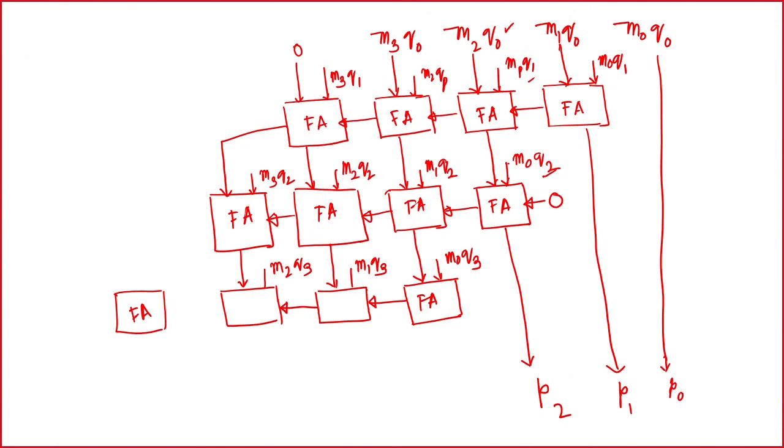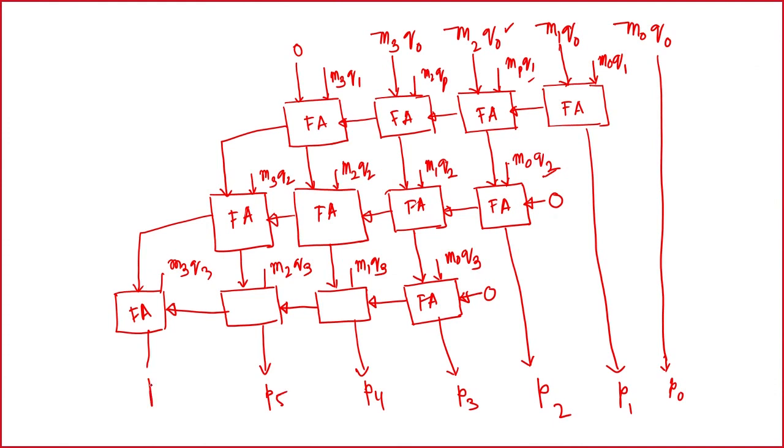Okay. So, similarly, here this will come here, this will be M3 Q3. Okay. So, now this will give you result P3, and obviously this will be 0. Okay. This result will give P4, this result will give P5, this result will give P6 and this carry will give P7.